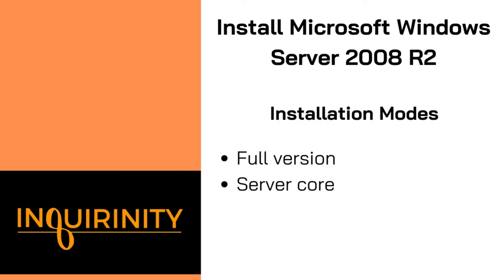Starting with Windows Server 2008, you can install Windows in one of two modes, both of which are provided on the installation media: full version and Server Core. The full version is the normal version that you would expect from Windows, with a fully functional GUI or graphical user interface. The Server Core installation provides a minimal environment with no Windows Explorer shell, for running specific server roles, and no Start button.